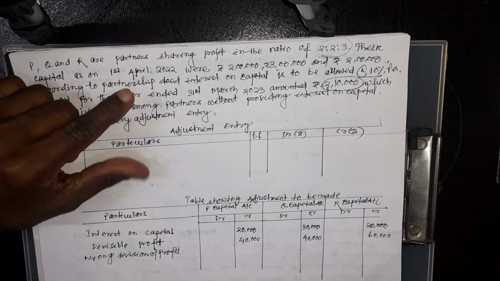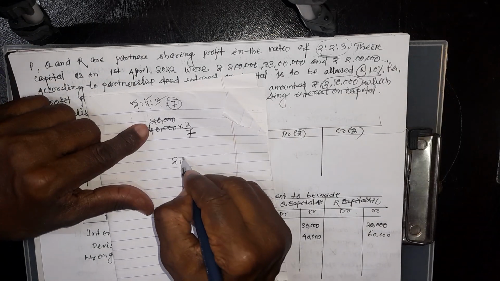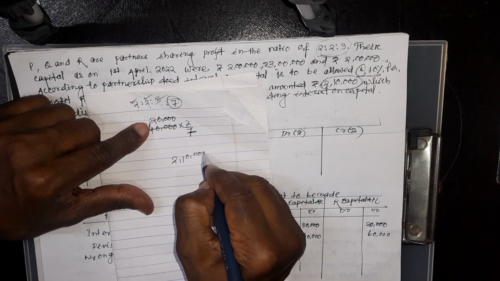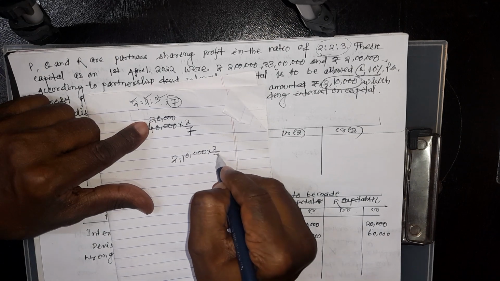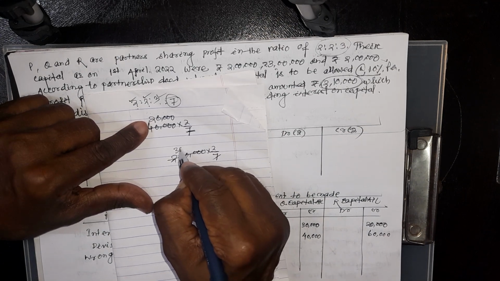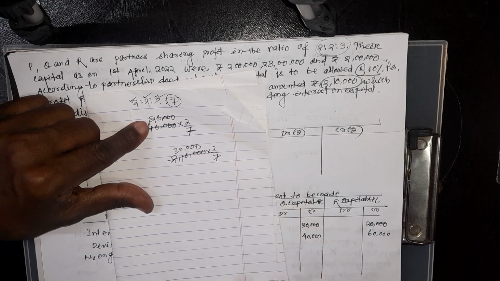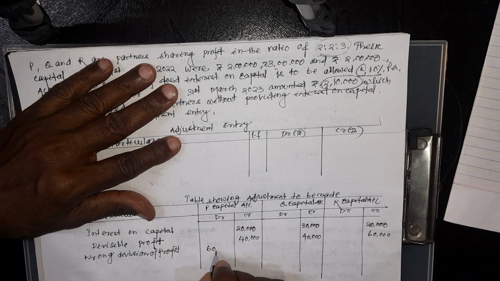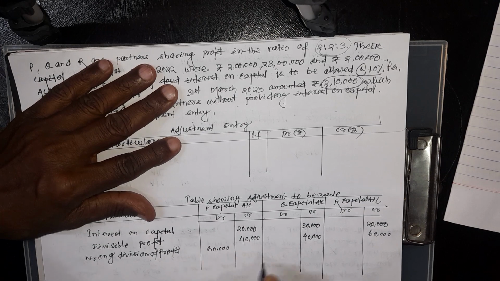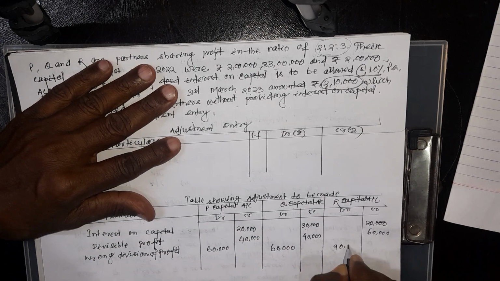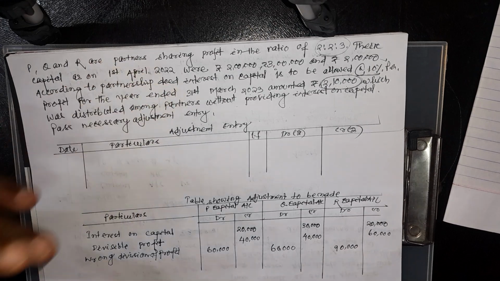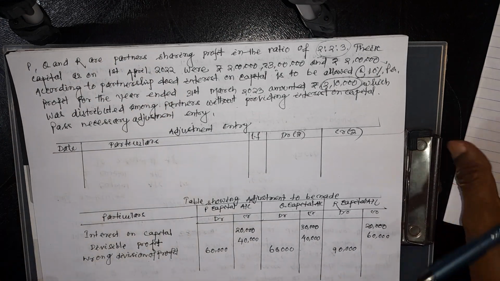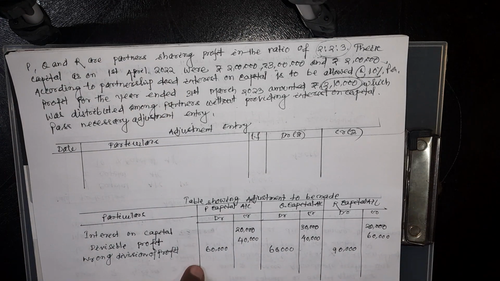The total profit was 2,10,000. That 2,10,000 they had distributed 2 by 7, which means 30,000 into 2, 60,000. It will also be 60,000 for Q, and 90,000 for R. They distributed it, which means it is already credited to their capital accounts. So now we will debit it.